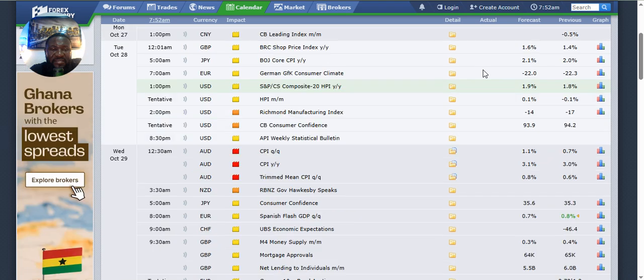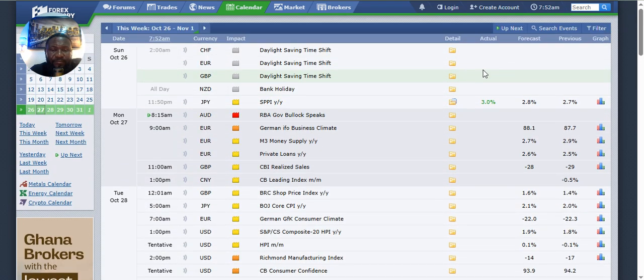Now let's go to Monday. Okay, it's Monday. What is the time now? It's not yet 8:15 here, so they haven't published the Bullock speech. But look here, for instance, we have the SPPI on the Japanese yen, which even though it is very low impact, look at it here, it is 3.0%. It means that the news favors the Japanese yen. Whenever the actual is red, it means that it is a bad report. Whenever the actual is green, it means that it's a good report.